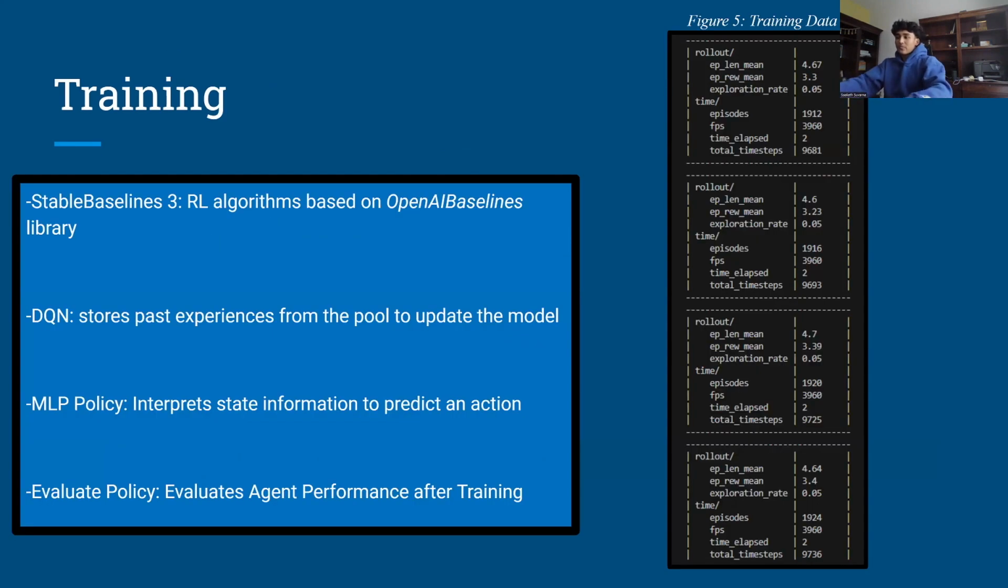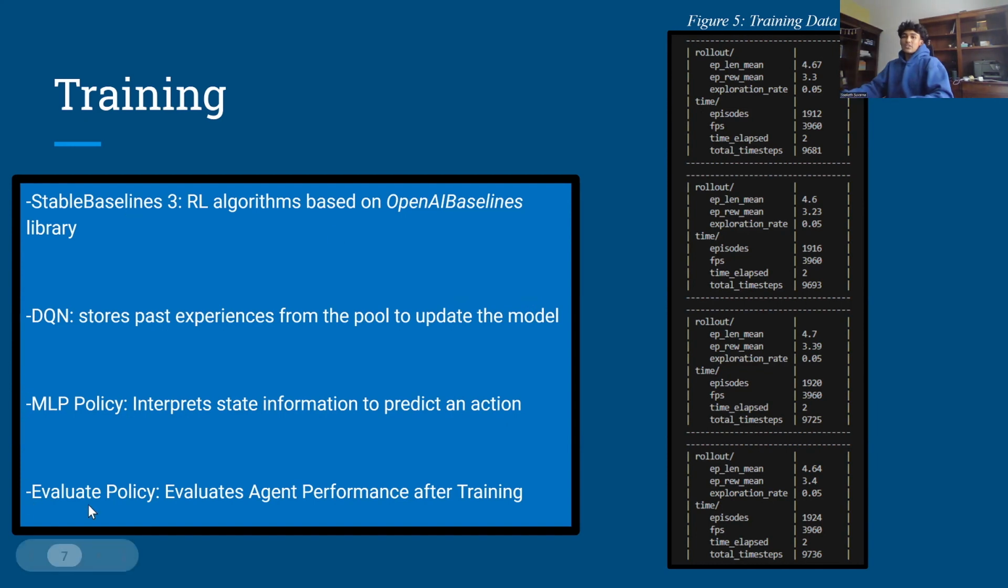Now that the base of our model is created, it's now ready to train. The training model that I used was Stable Baselines 3, which is reinforcement learning algorithms based on OpenAI Baselines library. A baseline is just a method used to create a prediction for a data set, and it helps our agent make an action. The main algorithm that I used was DQN, which predicts the value of possible actions given a particular state. Next, I use an MLP policy, which interprets state information to predict an action. An MLP policy is basically when the agent is ready to take that action, it utilizes its observations and forms a prediction for what action it should take.